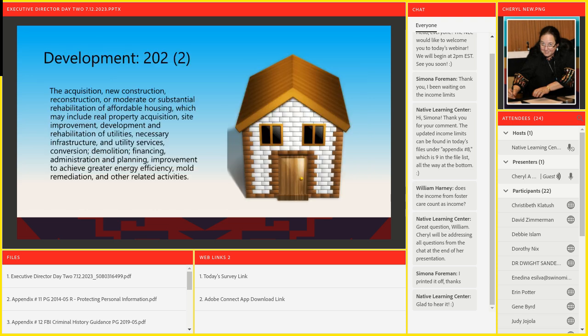We do not need to offer a utility subsidy anymore. That is your decision. Development is found under 202.2: acquisition and new construction, reconstruction, moderate or substantial rehabilitation of affordable housing, which can include real property acquisition, site improvement, development, rehab of utilities, necessary infrastructure, utility service conversion, demolition, financing, administration, planning, improvement to achieve greater energy efficiency, mold remediation, and other related activities.